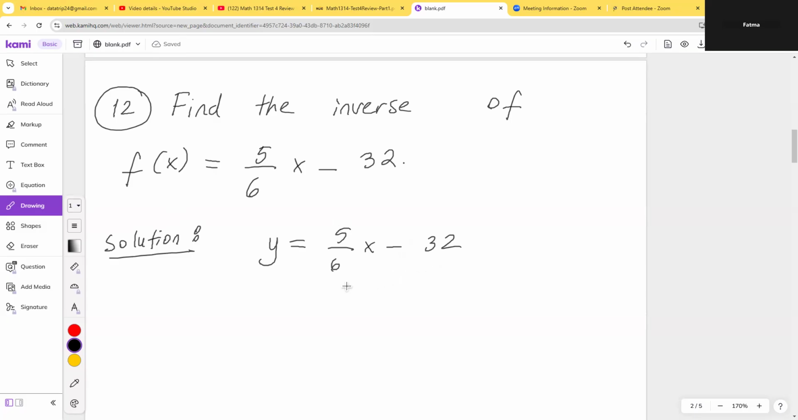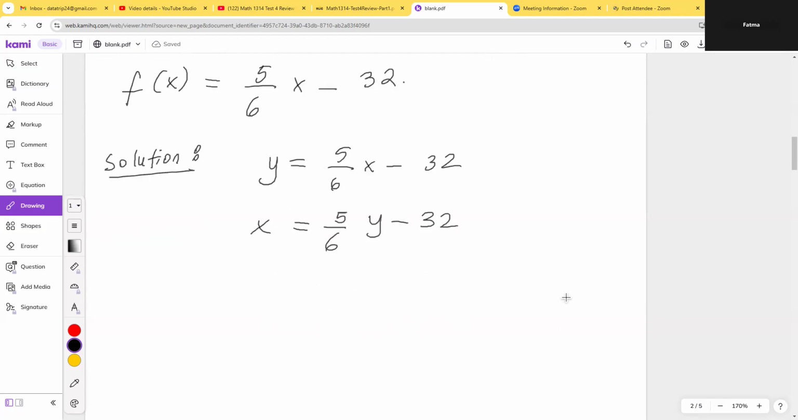The most crucial step is replacing the x and y, right? So we're going to rewrite this equation as x is equal to what? 5 over 6y minus 32. Good job. This is the most crucial step. Replacing the x and y is a very important step for finding the inverse. Now, all we're going to do is solve this equation for y.